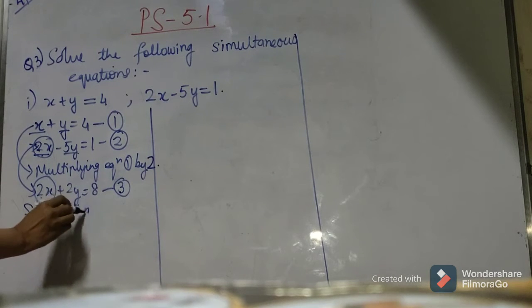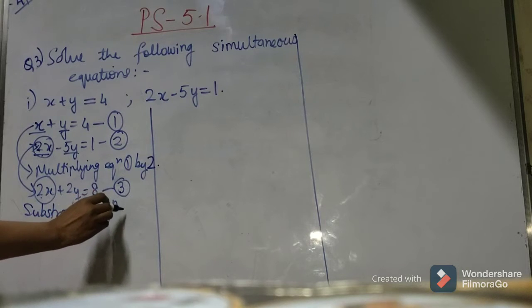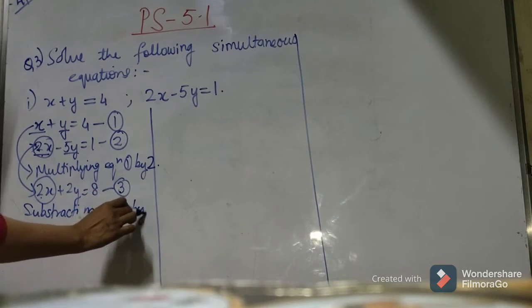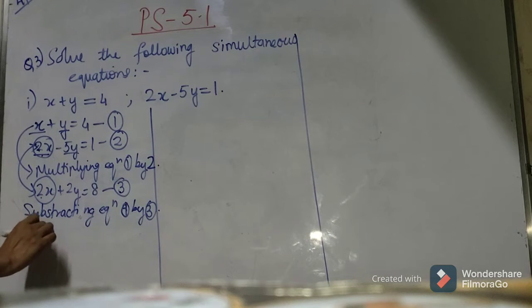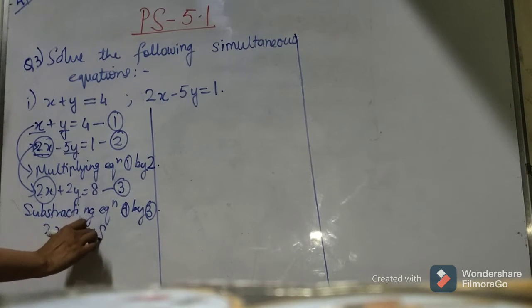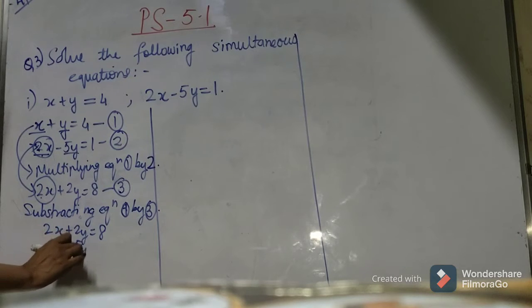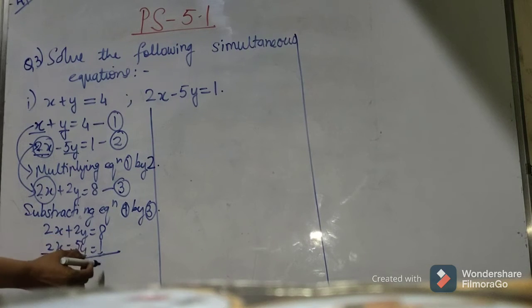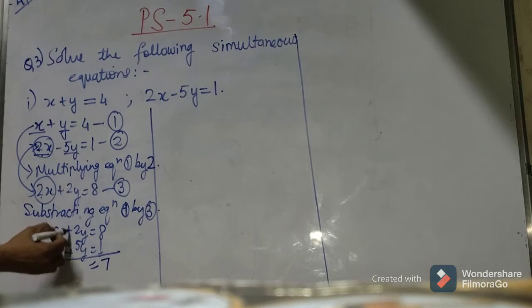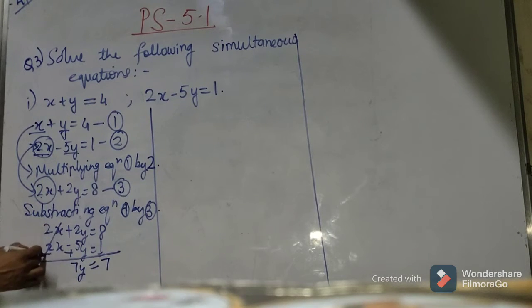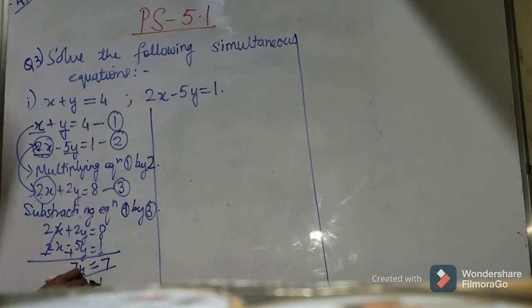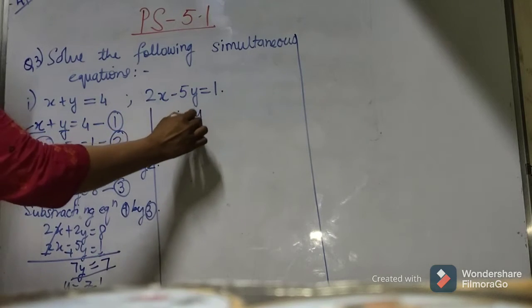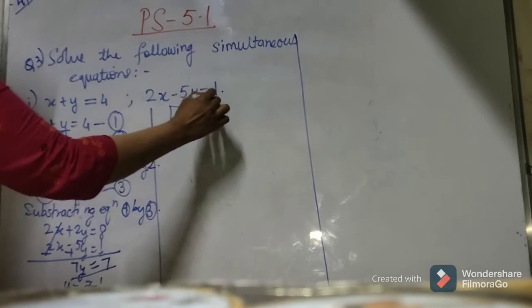So you can write subtracting equation 2 from 3. So you write equation 3 first, 2x plus 2y is equal to 8 and 2x minus 5y is equal to 1. Now when you are carrying out subtraction, you need to change the signs. Okay. So 8 minus 1 becomes 7, 5 plus 2 becomes 7y, and the 2x variable gets cancelled. So I am getting y is equal to 7 upon 7, therefore I get y is equal to 1. I am going to put it into the box.